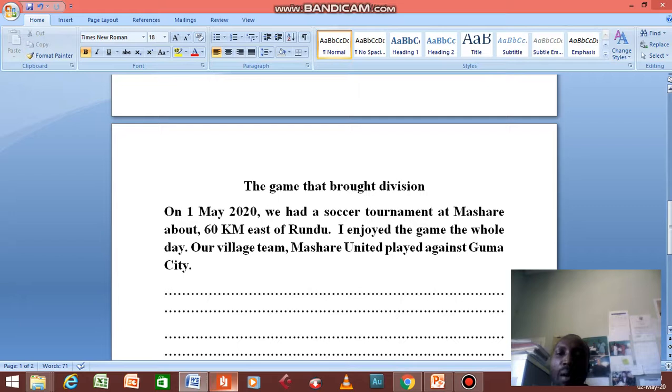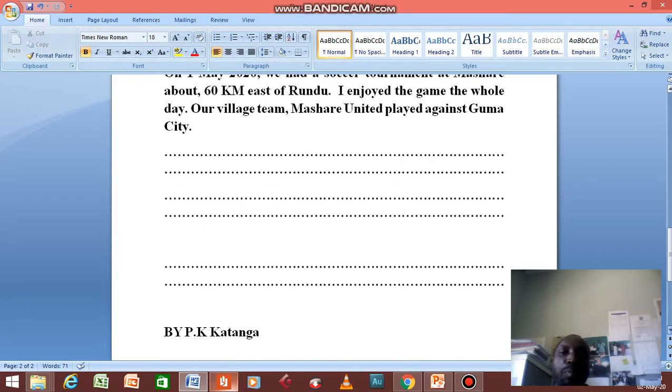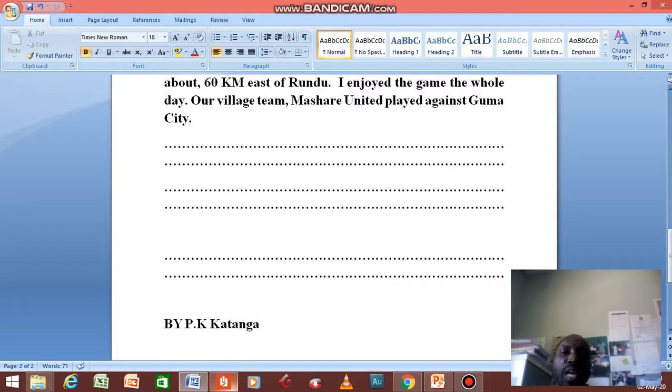Then from there, I must now discuss about Guma soccer team. And then in the other paragraph, I will discuss about our soccer team. And then from there, I will give my stance or my strongest feeling. Then I will put now my byline under, by PK Katanga.